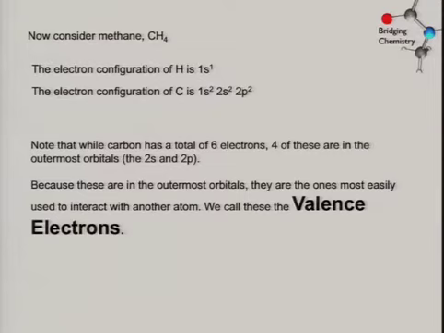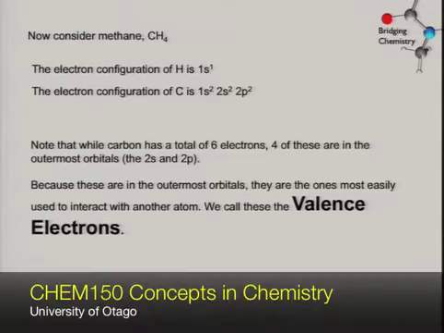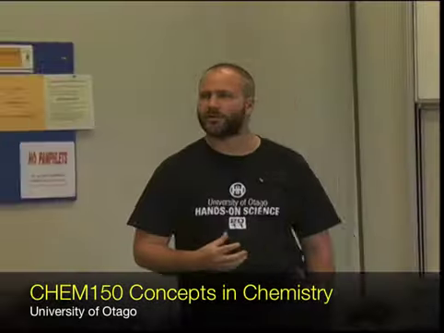And we give these a name because these 4 electrons are in the outermost orbitals. They are the ones most easily used to interact with another atom, and so they're given a name. They're called the valence electrons. Valence is a very old chemistry word, but it just means the outermost electrons, the ones that we can use to make bonds with other things.